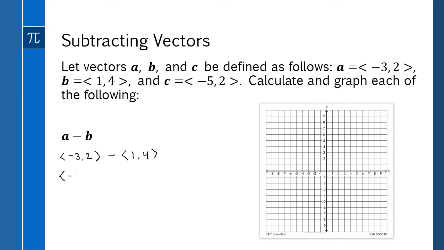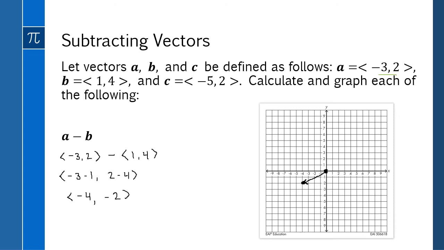So x coordinates, it would be negative 3 minus 1. Y coordinates would be 2 minus 4. Negative 3 minus 1 is negative 4, and 2 minus 4 is negative 2. So we would expect this difference vector to, in standard position, start at the origin and end at negative 4, negative 2. So this is what we would expect our final resultant vector to be. Let's look at vectors a and b individually and make sure that all lines up.